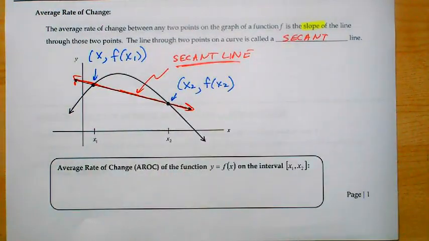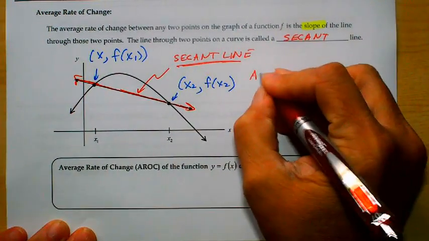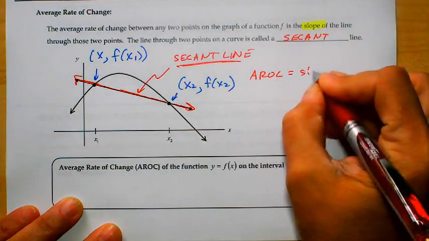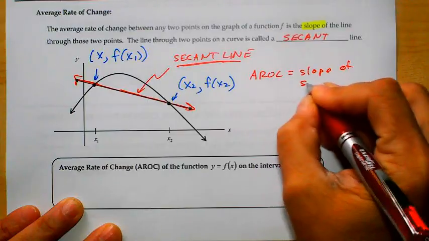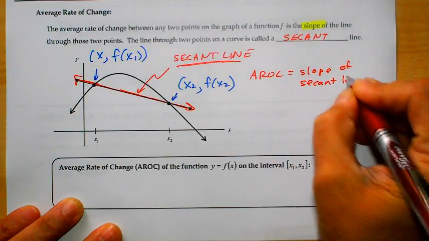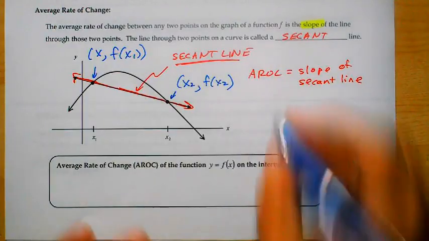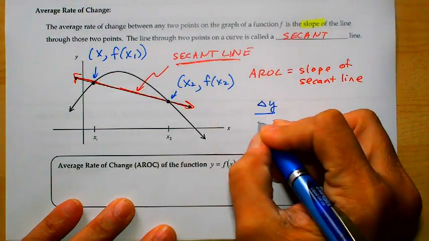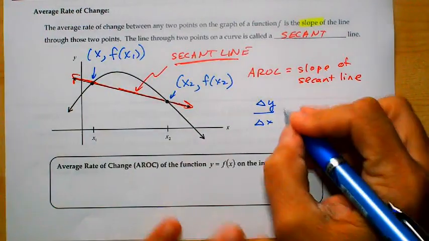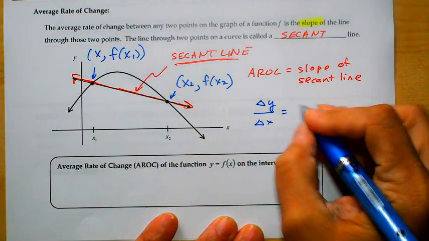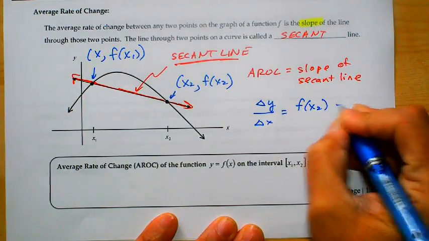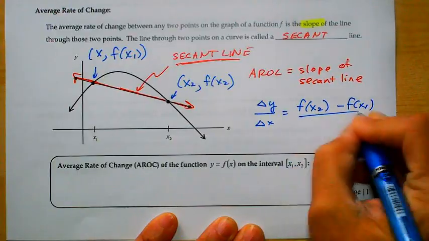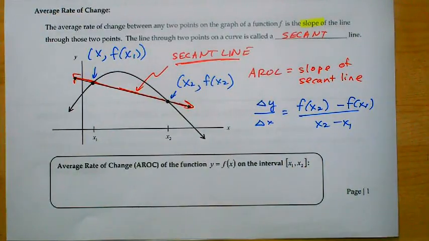Okay, so as I've been showing you here, the average rate of change really is just the slope of that secant line. And we could call that, again, delta y, change in y, over delta x. Using the points and the function values shown in this little diagram, we can record that as f of x2 minus f of x1 over x2 minus x1.